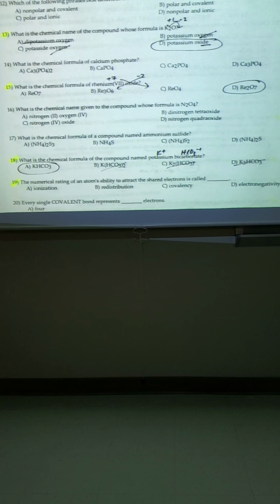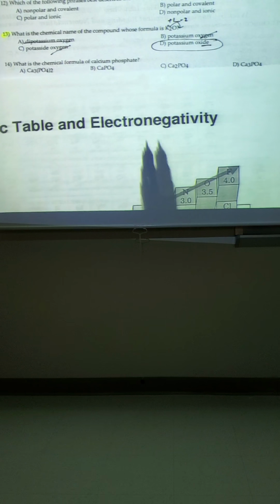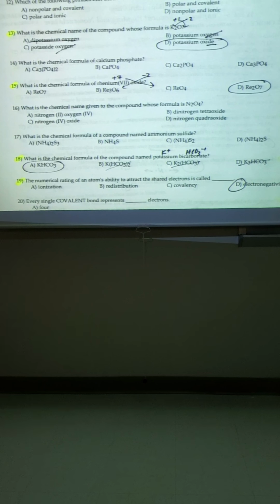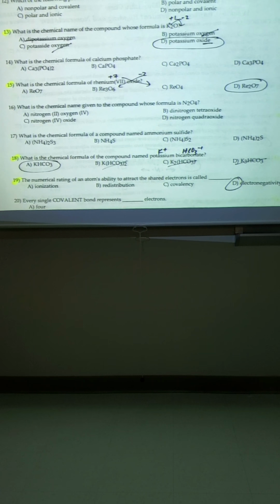19, the most important table for really the rest of the semester. It tells you who likes electrons. It's called electronegativity. So very important to know. That tells us who is sharing well and who is not. It's basically our bully system.